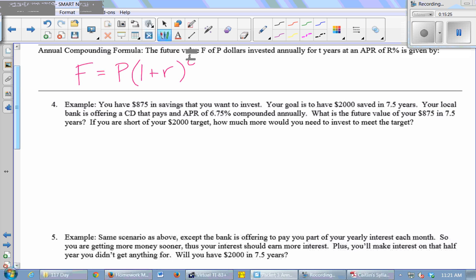So for example, if you have $875 in savings, you want to invest it. Your goal is to have $2,000 in 7.5 years. So your local bank is offering a CD that pays an APR of 6.75% compounded annually. What is the future value of your $875 in 7.5 years?